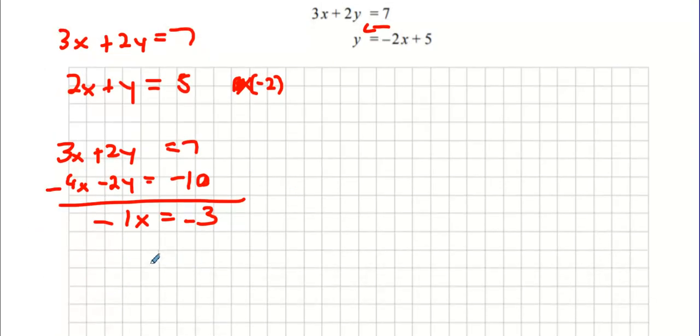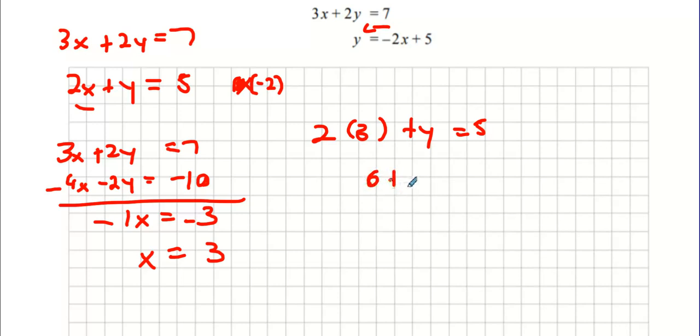And then x equals 3. Multiply both sides by minus 1. Next one. 2 times 3, because we can sub it back in. So 2 times 3 plus y equals 5. 6 plus y equals 5. Y equals 5, take away 6. Y equals minus 1. So the point is 3 and minus 1.